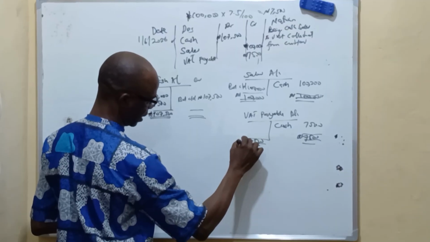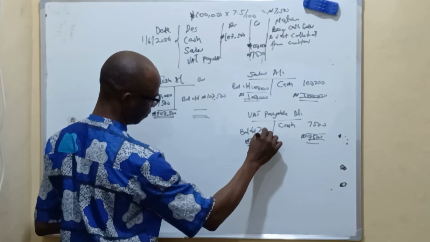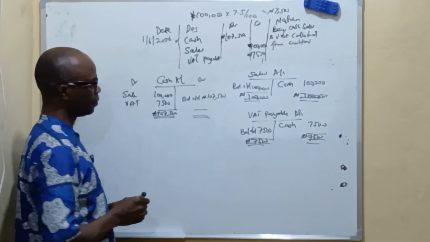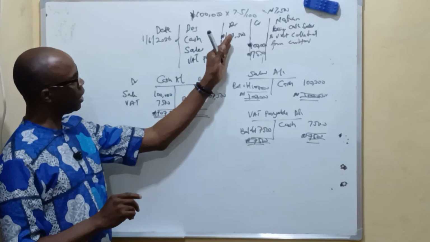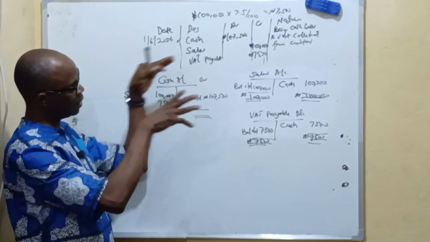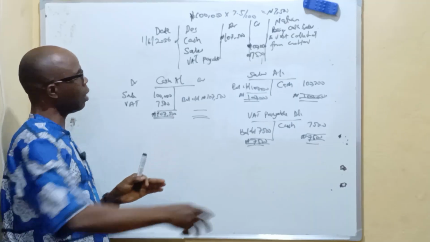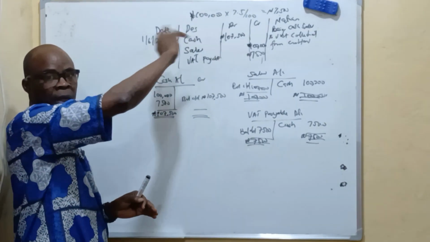7,500. Put the Naira sign. Balance carried down, 7,500. Beautiful. You can see from the journal, we have 3 accounts. Move the 3 accounts into the ledger. 3 accounts. Nothing is coming from outside. We are working with the journal.